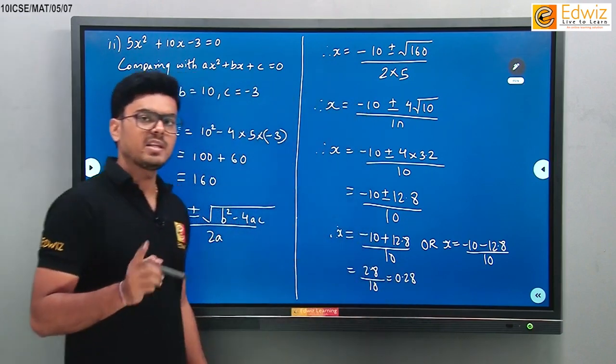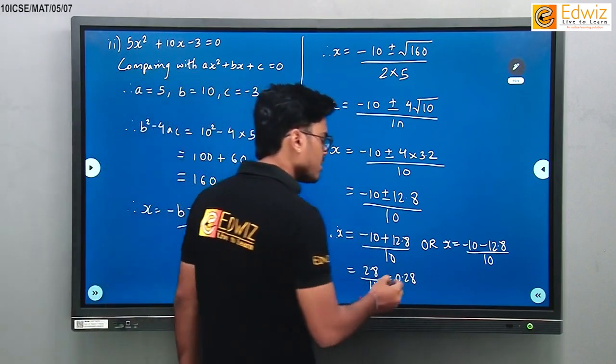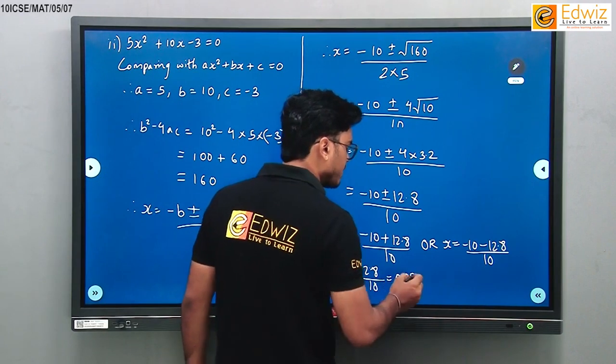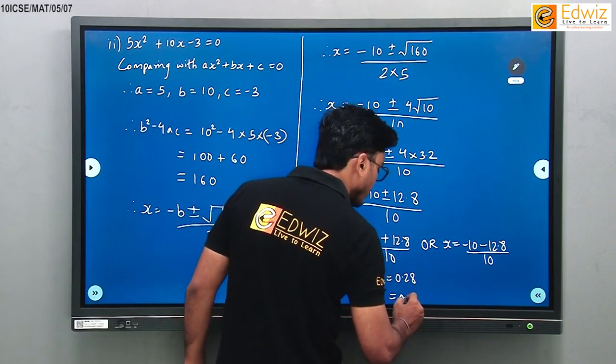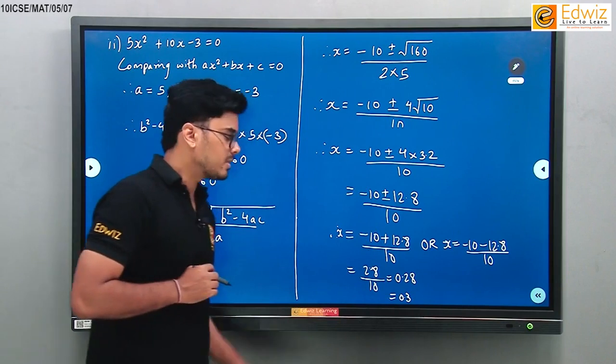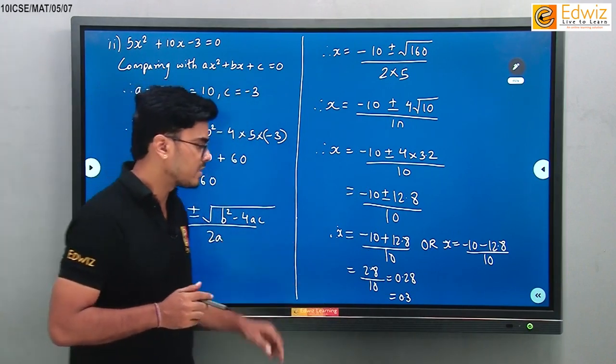But remember, we need it only till one decimal place. So again, we will round this off. It will become approximately equal to 0.3. This is one value of x, 0.3.